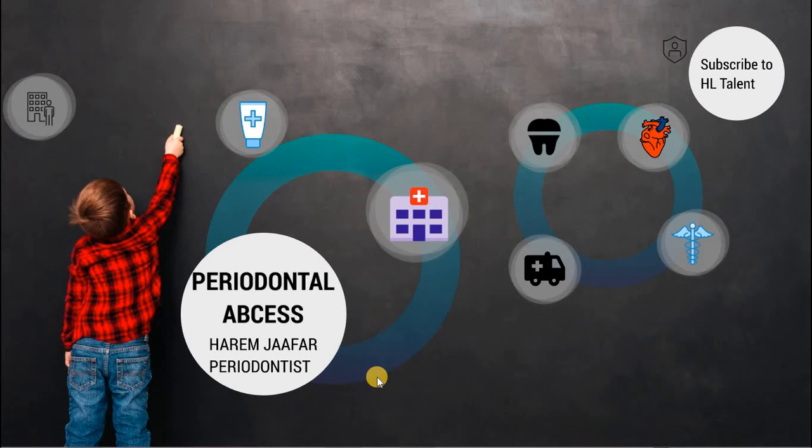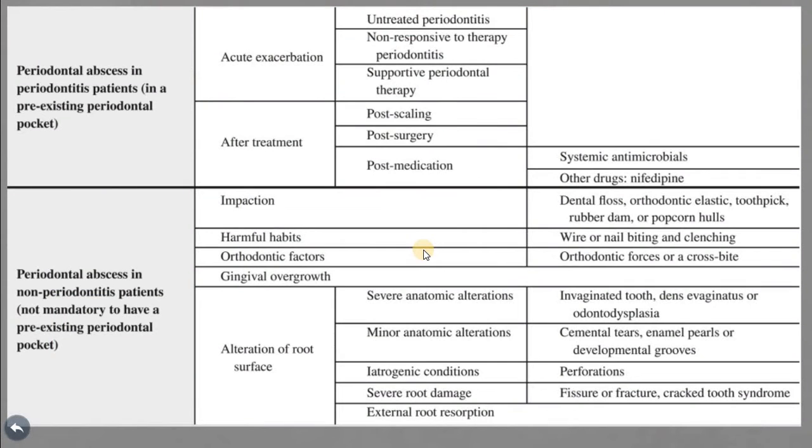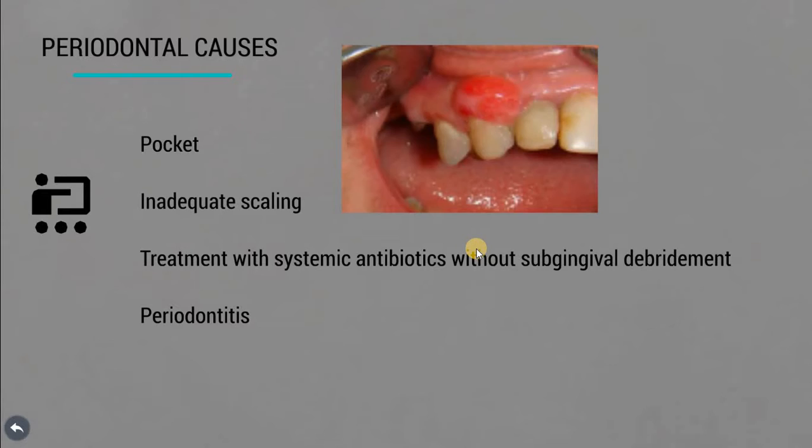Hello again. In the previous lecture about periodontal abscess, we reached the point when the new classification of periodontology categorized the periodontal abscess in two ways. One of them is periodontal abscess in a periodontitis patient and the other one in a non-periodontitis patient. We finished that and we discussed that.